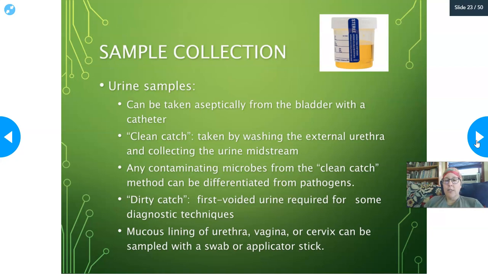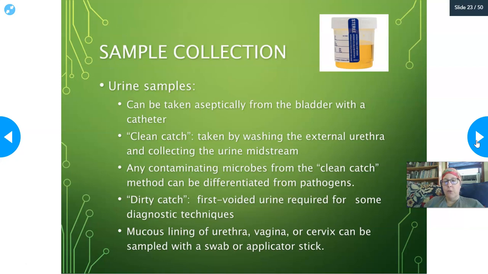A clean catch is taken by washing the external urethra and collecting the urine midstream. Usually with a clean catch, they have some little towelettes that you give them as part of the kit, and they wipe front to back several times, or for the guy, wipe the head of the penis. Start peeing a little bit, so you're flushing those first bacteria, and once you've peed a little bit, while you're still peeing, put the cup in there and catch what we call the midstream. So that's a midstream clean catch.